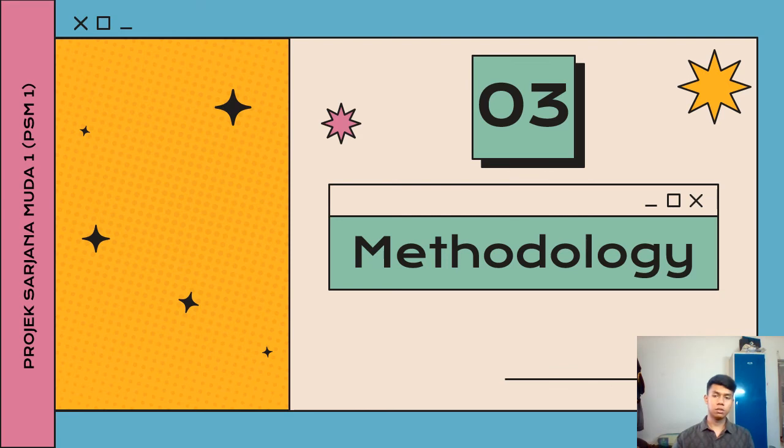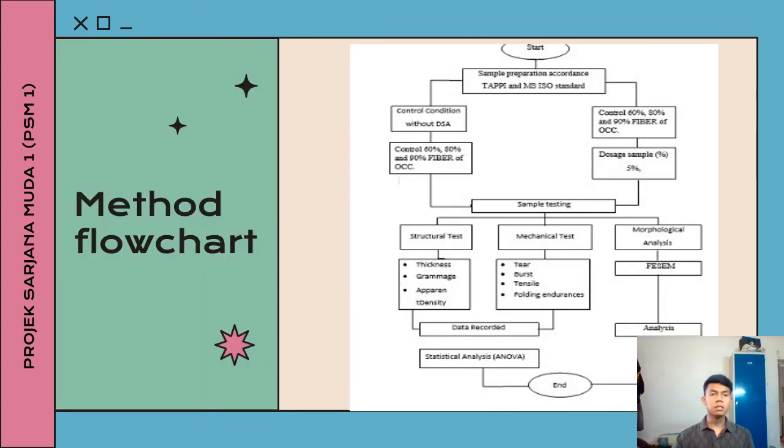Third is methodology. This is my flow chart. Before we start, we need to prepare the TAPPI and MS ISO standards for the paper, and then we go to the paper making process. We have two types: the paper with DSA and the paper without DSA. The amount of OCC is constant for both categories, which is 60 until 90% OCC.